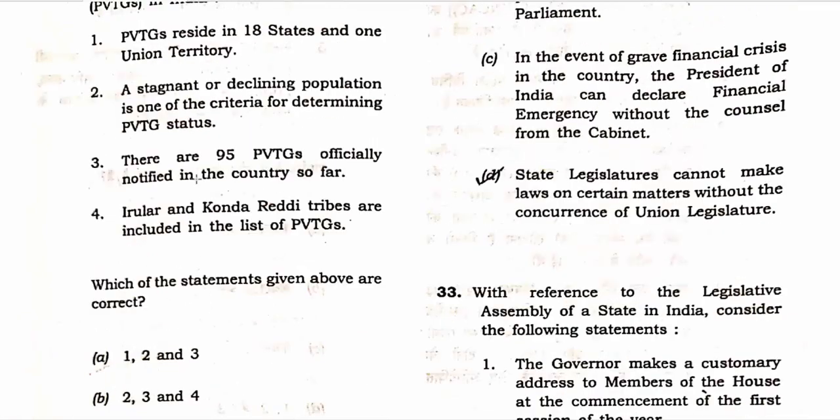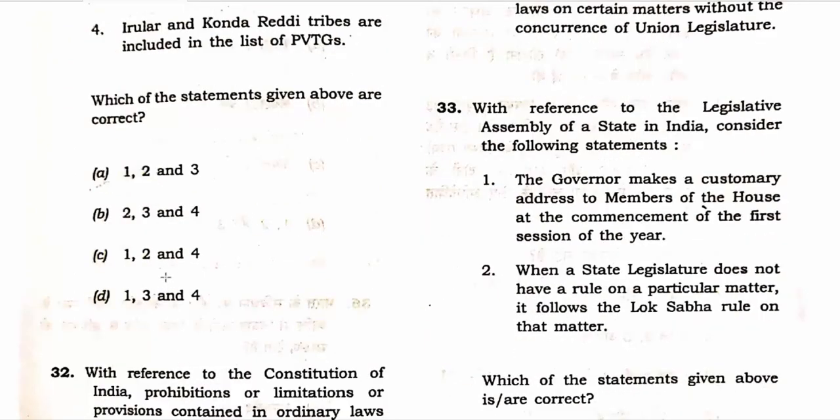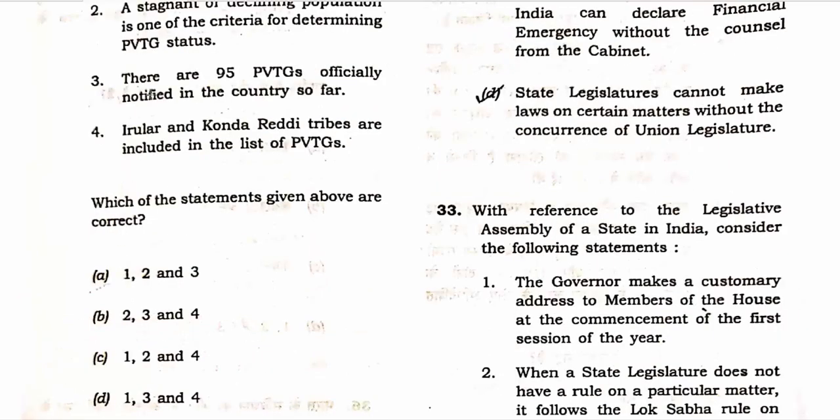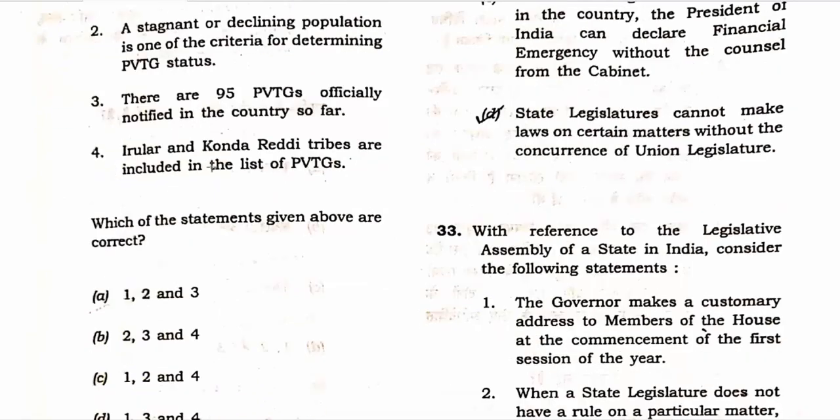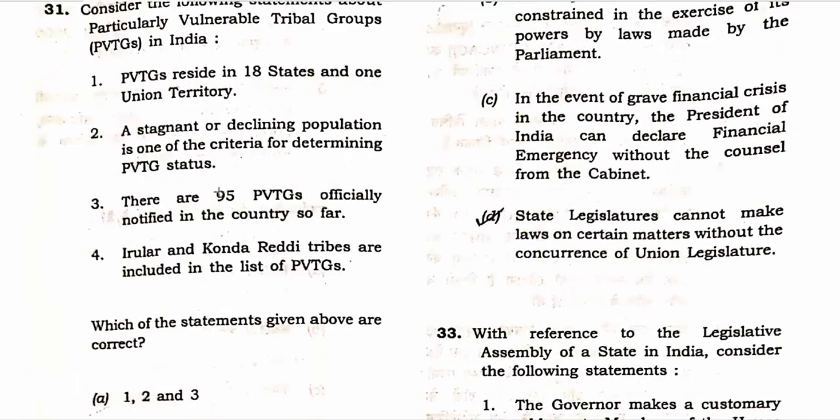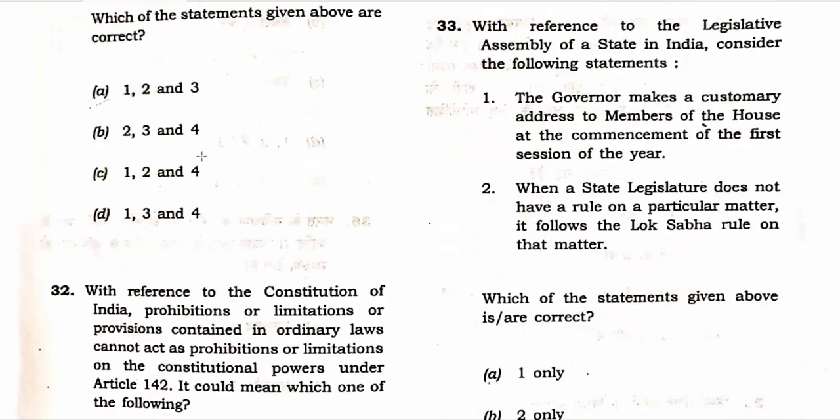Even if you don't know about statements 1, 2 and 4, the correct answer should be only your 1, 2 and 4, that is your option C, because you very definitely know that 75 PVTGs are officially notified in the country so far, and for a very long time they have not changed the figure. So this is an elimination method with simple logic and a little presence of mind, and you could have got the answers correctly.